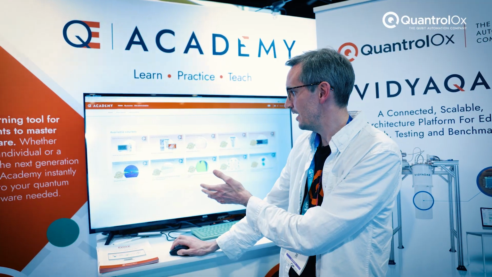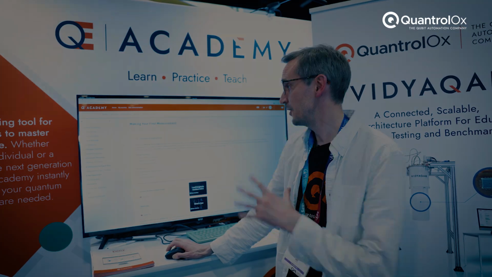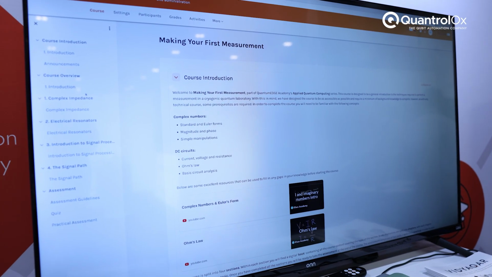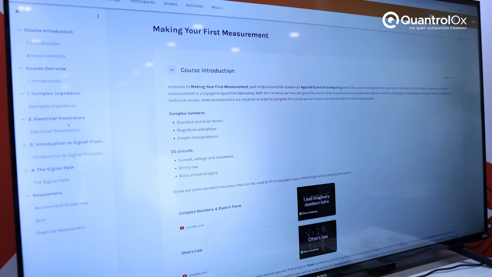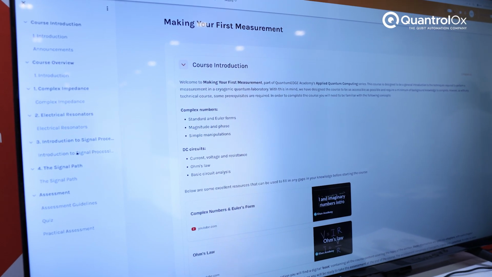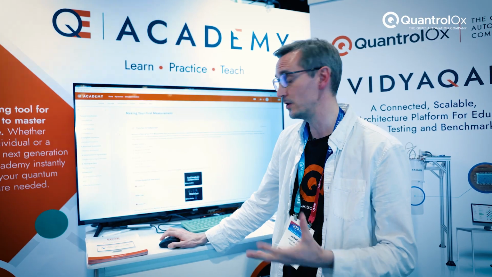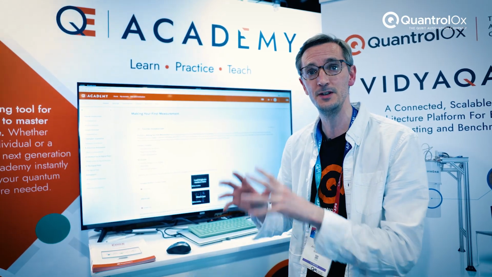Okay, so here we can see our Making Your First Measurement course. The idea behind this course is that it guides the student through making a measurement of an RLC circuit that's situated inside a dilution refrigerator. At the end of the course, they'll do a practical assessment in a simulated environment where they'll make this measurement. Throughout the course, they'll be guided through the various knowledge and information they need to make this measurement.